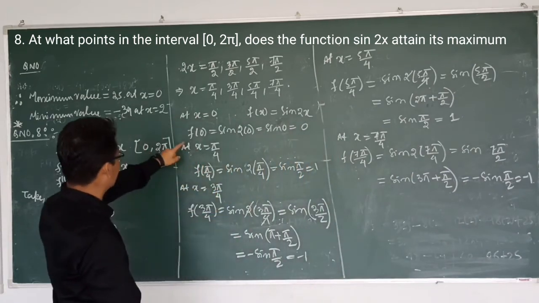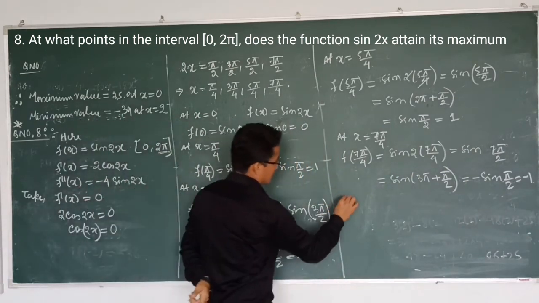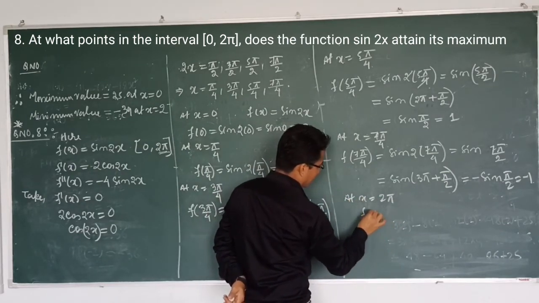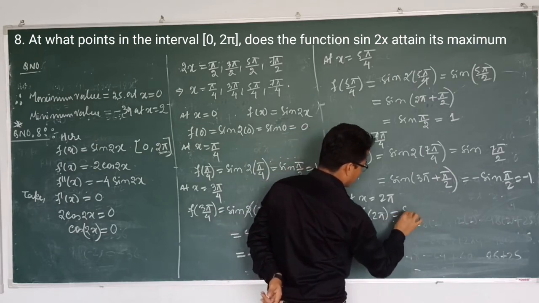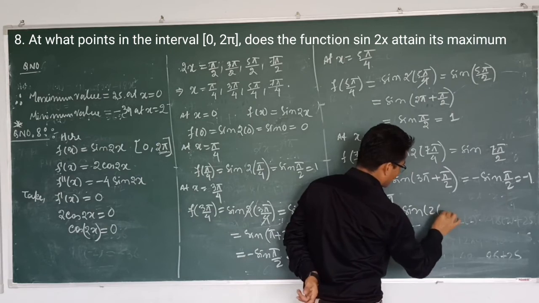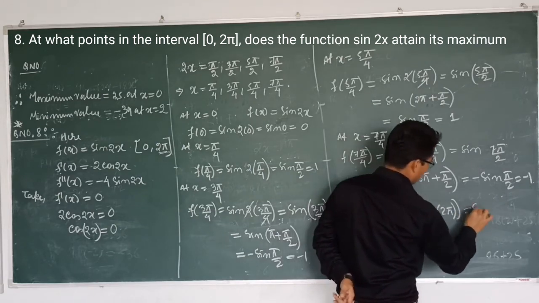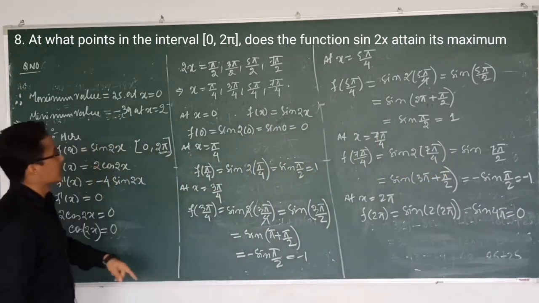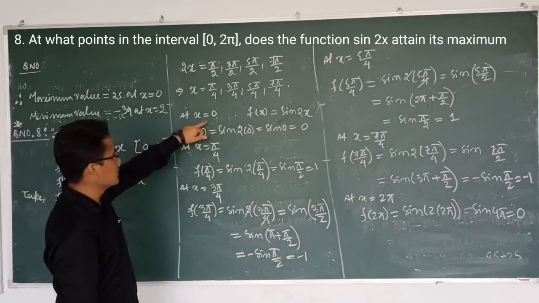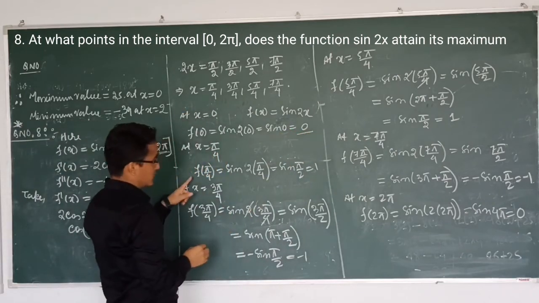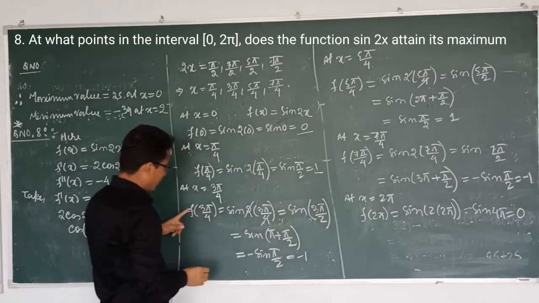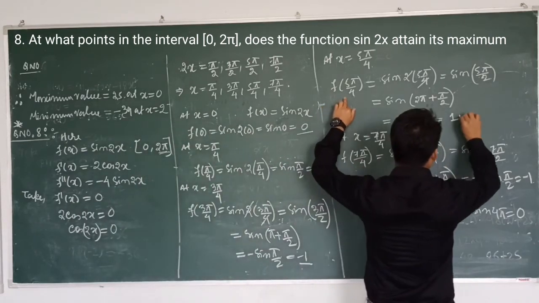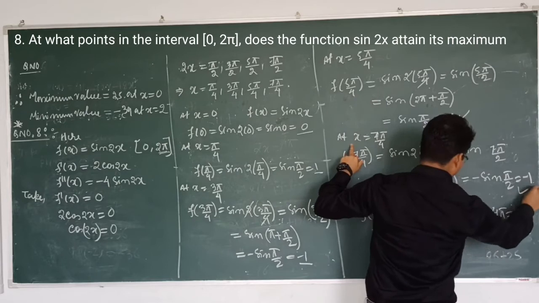So at last we will go for 2 pi. At x equal to 2 pi, f of 2 pi is equal to sine of 2 times 2 pi, which is sine of 4 pi, which is equal to 0. Now we check our values starting from 0. When it's 0, we get 0. When it's pi by 4, we get 1. When it's 3 pi by 4, then minus 1. Then at 5 pi by 4 we get 1, and at 7 pi by 4 minus 1, and then 0.